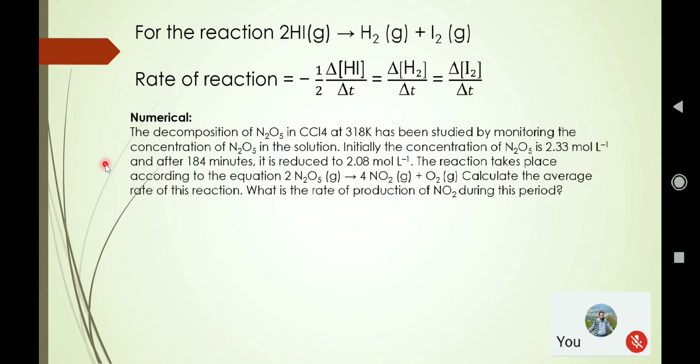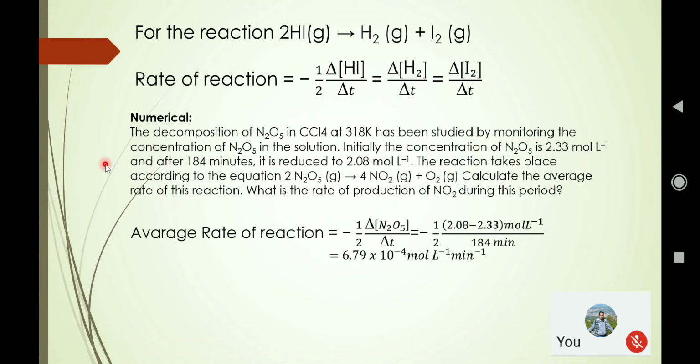So we can write the average rate of the reaction as minus half delta concentration of N2O5 by delta T. You follow that this was the final concentration given, minus the initial value, divided by the time interval 184 minutes. So the value came as 6.79 times 10 to the power minus 4 moles per liter per minute.